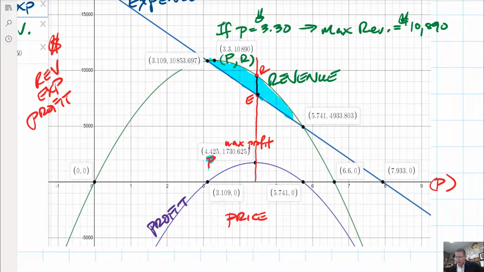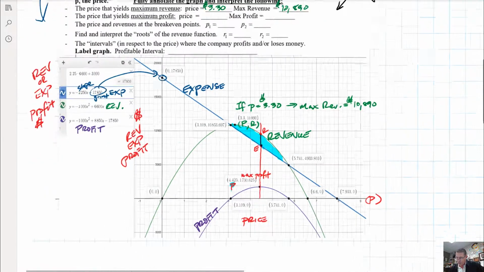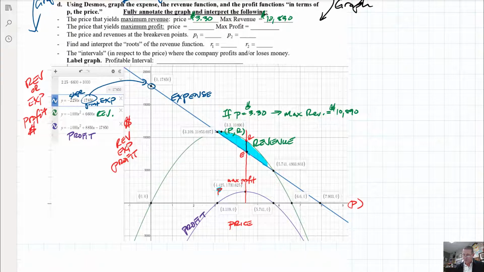Okay, so let's record that. The maximum profit price was $4.43. Profit, $1,730.63. Just look at the vertex here of the profit function.